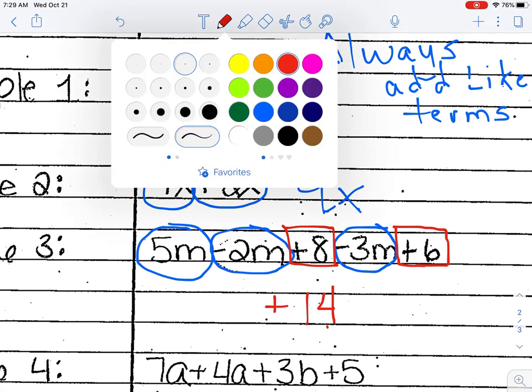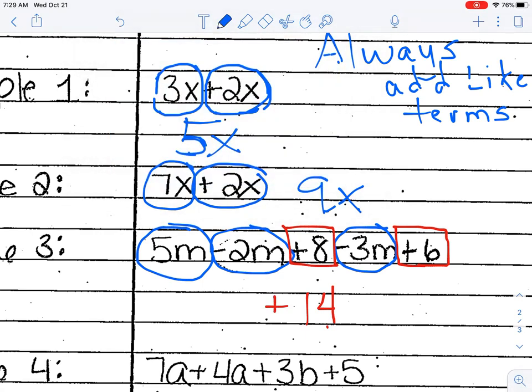I'm going to add the other numbers. So 5 plus negative 2 would be 3. 3 minus 3, or 3 plus negative 3, is going to give me 0. So the answer to this one is just positive 14. You could also just write 0m, but we don't usually ever write that because 0 times m is 0. So the true answer to this is just positive 14.